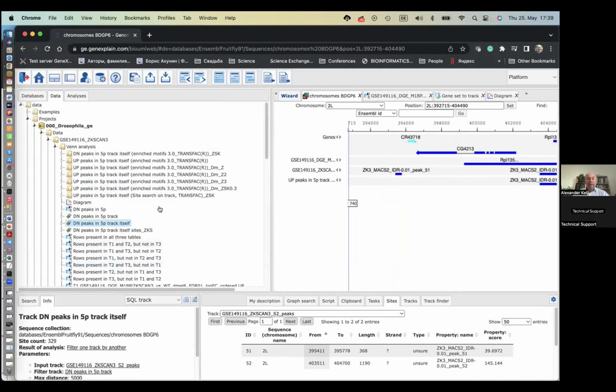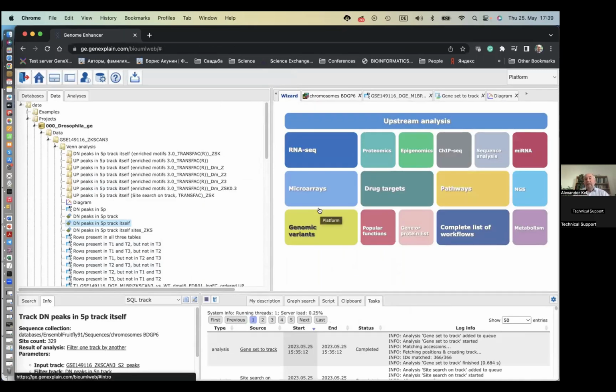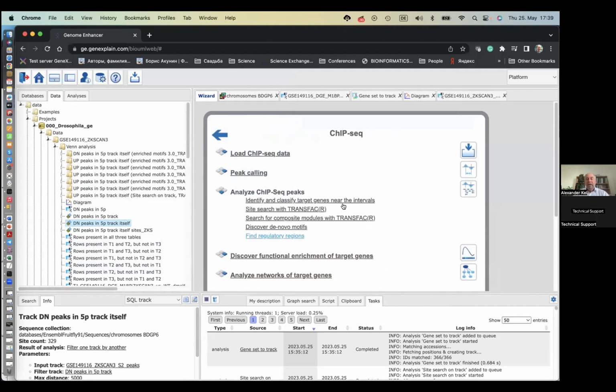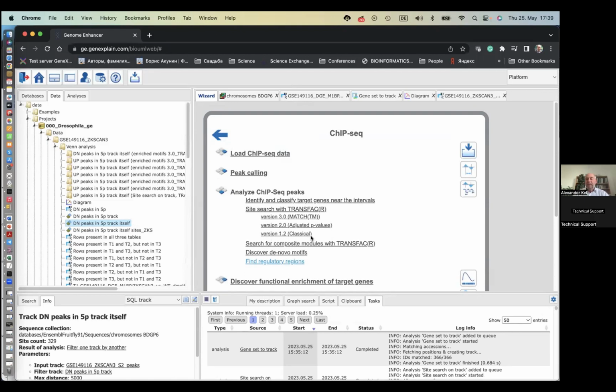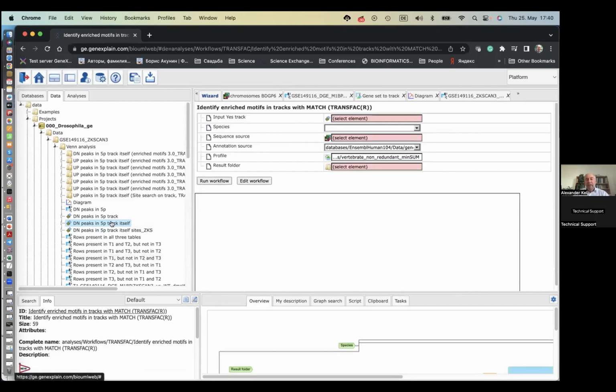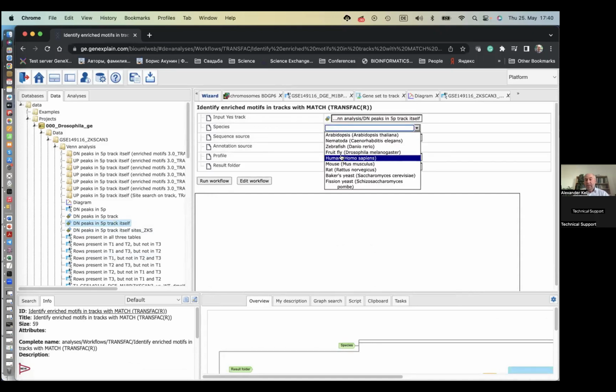All right. To analyze these peaks, you have to go to this ChIP-seq area of our platform, and here we have analyze ChIP-seq peaks. Here we have search sites for transcription factors, and various versions of those algorithms. I applied the latest version, which uses TRANSFAC. What you do is simply drag and drop your peaks here, select your species, in this case Drosophila, and specify which positional weight matrices, which motifs, you want to apply.